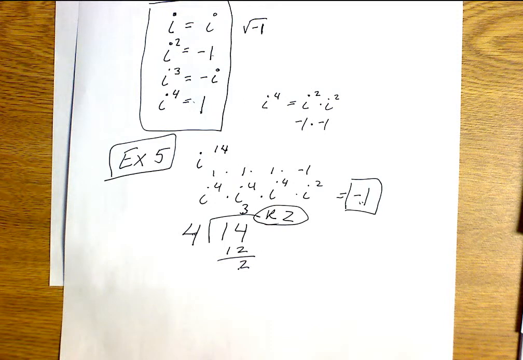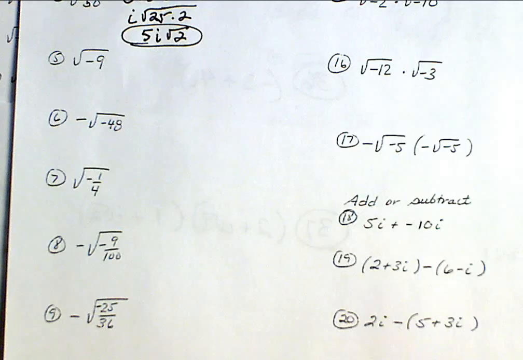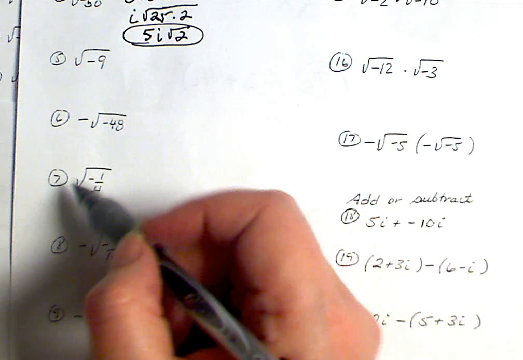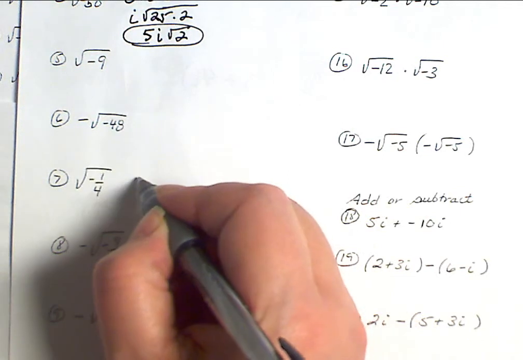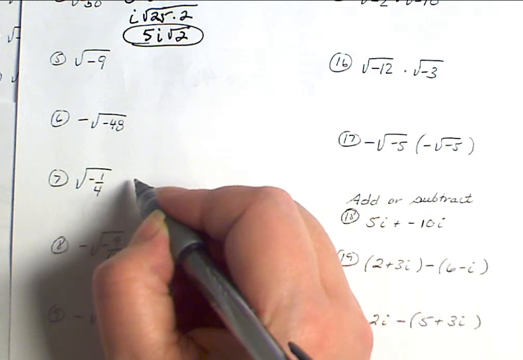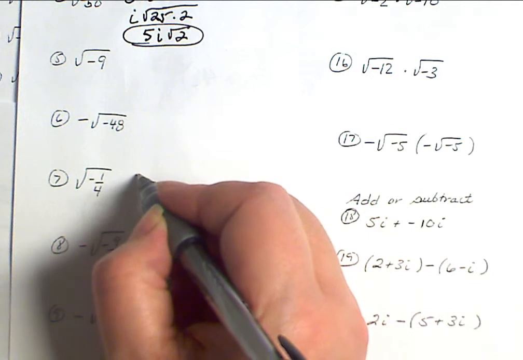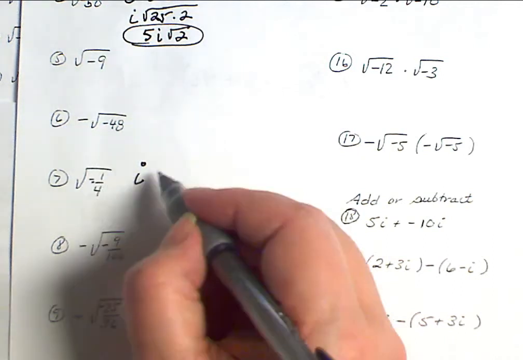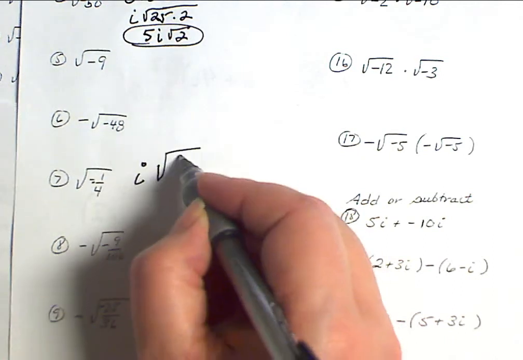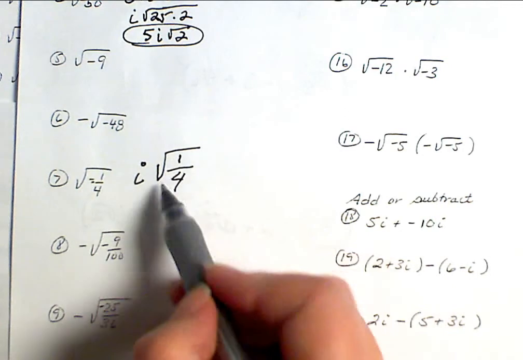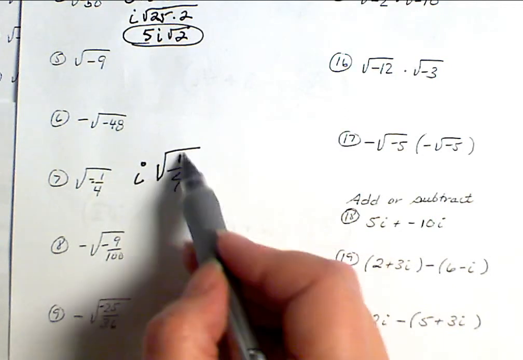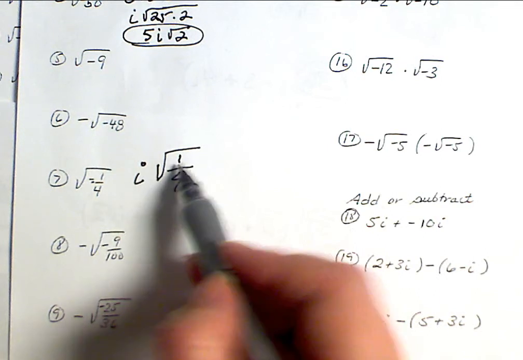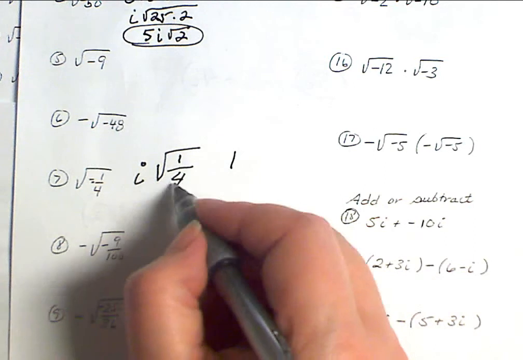No more examples? Nope, but I'm going to give number 7. The first thing you do is take out that negative. The square root of the negative is, Kelsey? The square root of a negative is i. Then we have to take the square root of 1/4. Whenever you're taking the square root of 1/4, you take the square root of the top, which is the square root of 1, which is 1. The square root of 4 is 2.